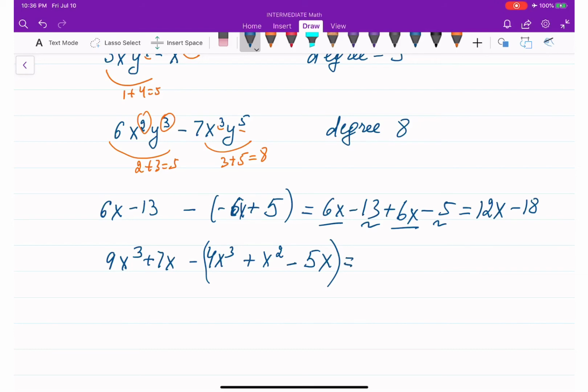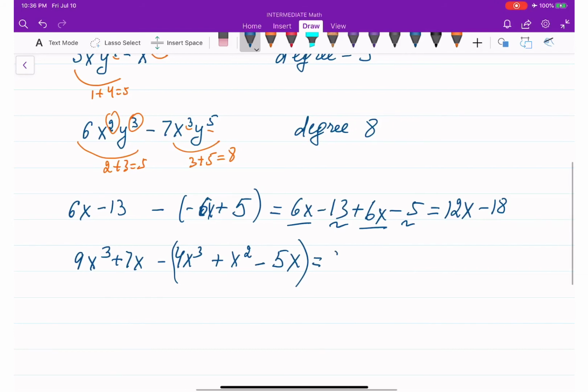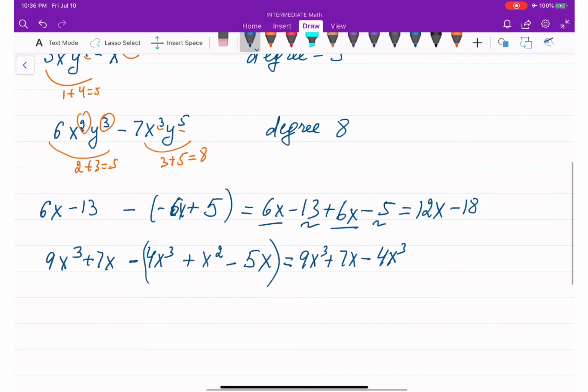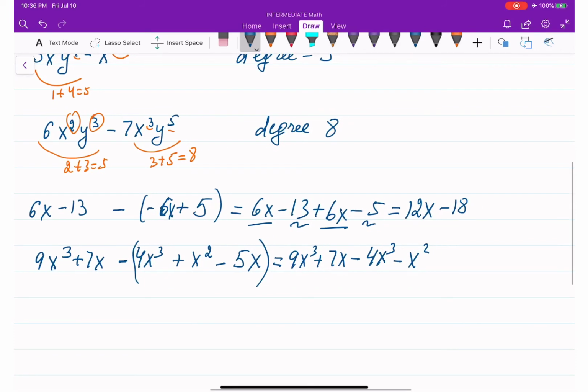We will get 9x cubed plus 7x. So when I have a negative sign in front of parentheses, it's going to flip every single sign in the parentheses to the opposite. So 4x cubed is positive, becomes negative 4x cubed. x squared is positive, becomes negative x squared. 5x is negative, becomes positive 5x.